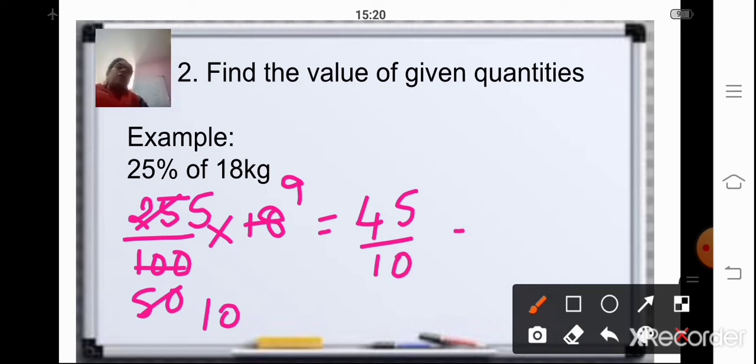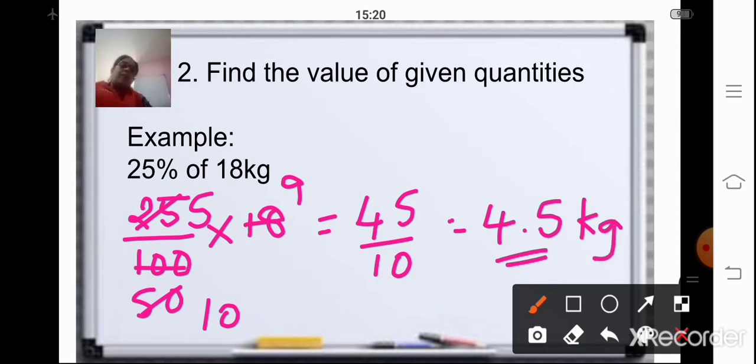Okay. Now it is upon 10. So place the decimal point. So your final answer will be 4.5. Now here you have to write the unit, that is kg. It is given as we are finding the value of the given quantities. So while writing the answer, we will write the unit.